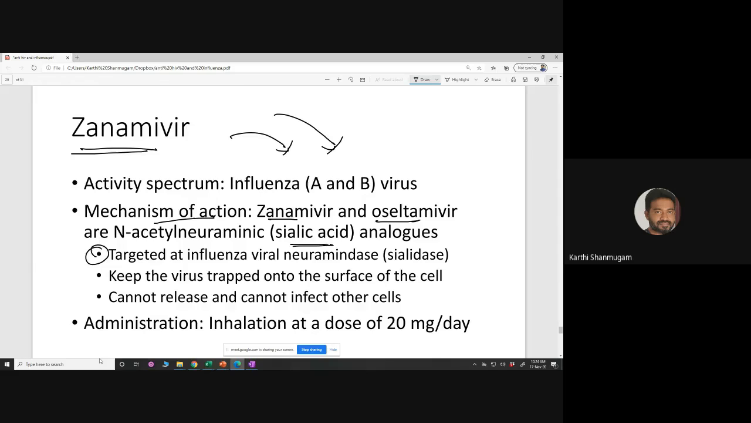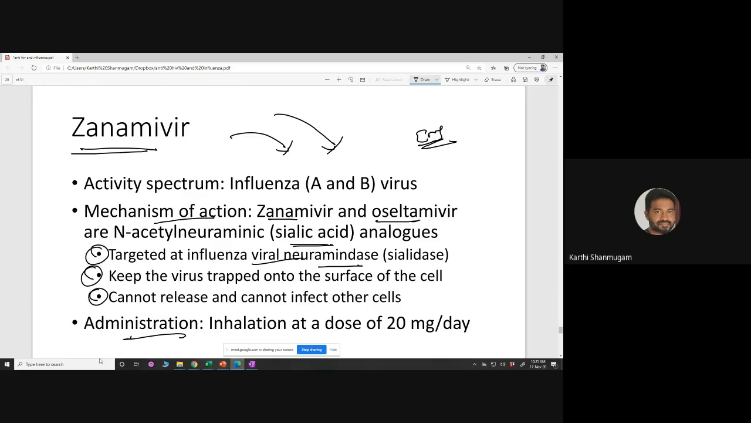It targets influenza viral neuraminidase, okay, sialidase. So it keeps the virus trapped onto the surface of the cell; it cannot release and cannot infect the other cell. So we can say this is an example of entry inhibition. We are not allowing the virus to enter into the cell. We understand the process by which the virus enters into the cell, and we successfully inhibit the step which prevents the entry of the virus into the cell.